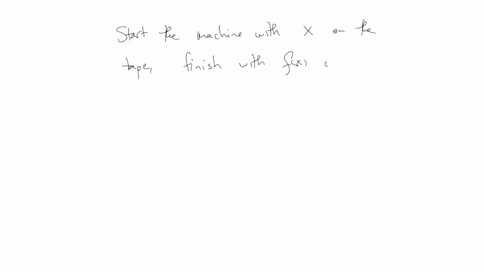So what we were talking about last time is using a Turing machine to compute a function. The way that works is we start the machine with, say, the input x on the tape, and then finish with f of x on the tape. If there is a Turing machine that can do that, then that function is called Turing computable. And we say that machine computes the function f.